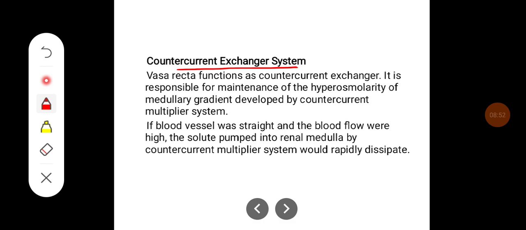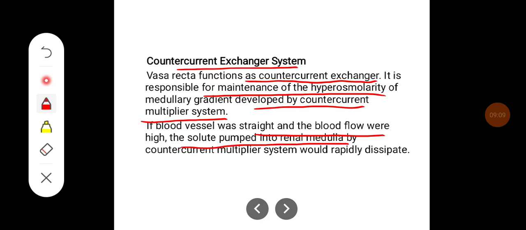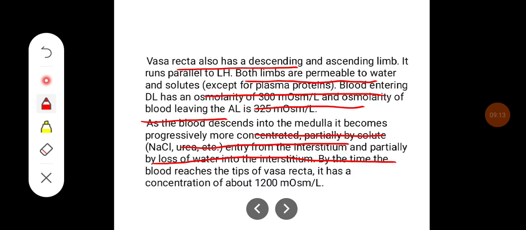Countercurrent exchanger system. Vasa recta functions as a countercurrent exchanger. It is responsible for maintenance of hyperosmolarity of the medullary gradient developed by the countercurrent multiplier system. If blood vessels were straight and the blood flow were high, the solute pumped into the renal medulla by the countercurrent multiplier system would rapidly dissipate.